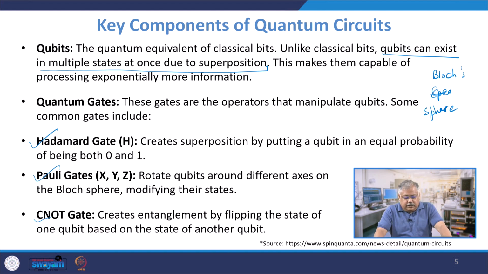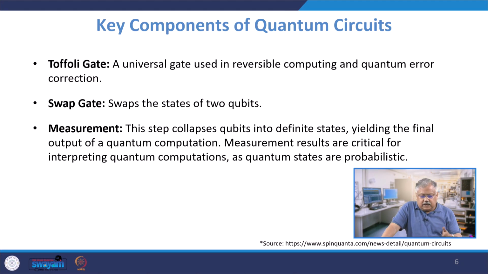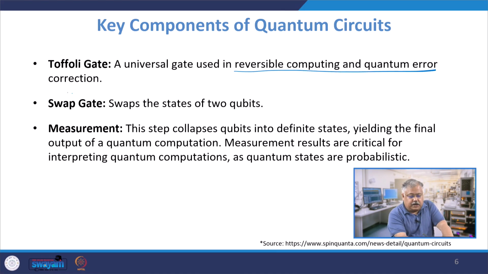Now, the CNOT gate creates entanglement by flipping the state of one qubit based on the state of the other qubit. So, the CNOT gate, just like an inverter, flips the qubit from its original state to its final state. There is another gate you might not have heard of, the Toffoli gate. I will not discuss it in much detail, but it is used for reversible computing and quantum error correction. Swap gates are responsible for swapping the states of two qubits. So, if there are two qubits in state 0 and 1, and you put in the swap gate, the 0 will contain 1 and the 1 will contain 0. So, there is a swapping of the bits.